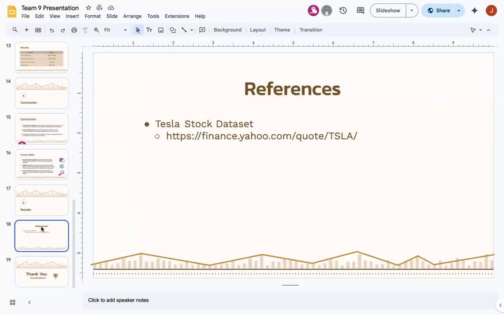And here is our reference where we found the Tesla stock data sets. And thank you.